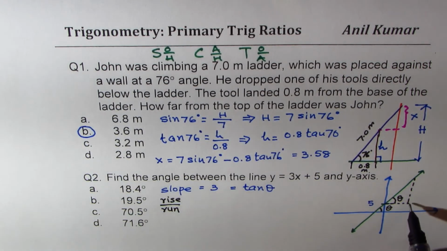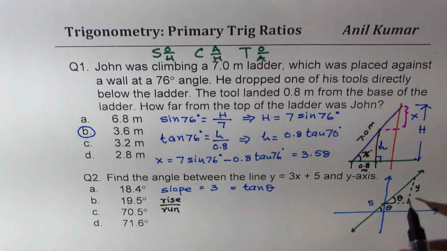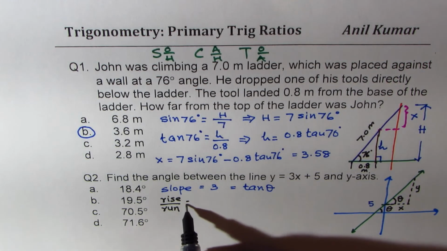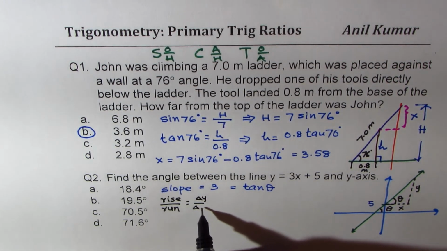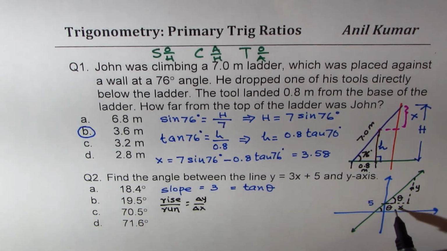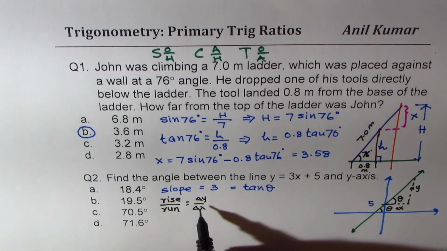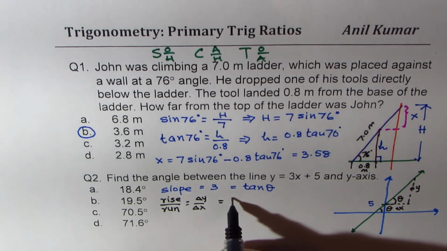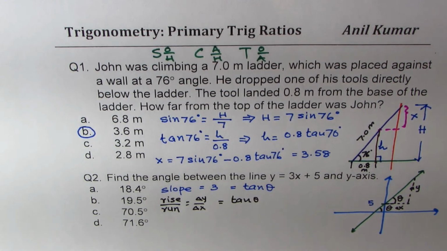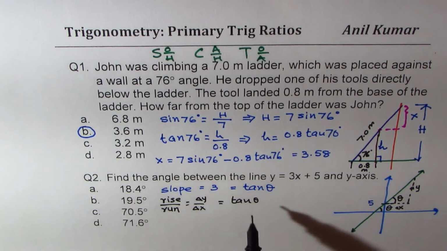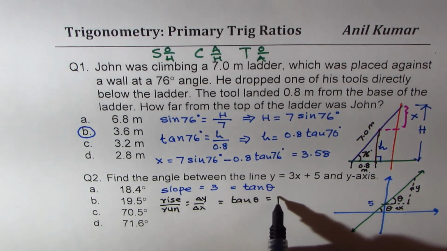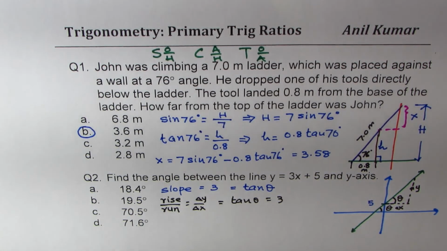What is slope? Slope is rise over run. If you look at this, let's say this is the y value and this is the x value, then this is change in y over change in x. That is rise over run, and it is also the same as tan of theta. Therefore, we are given that tan theta equals 3. Is that clear to you? Perfect. So that is how we get the angle of the line with the horizontal.